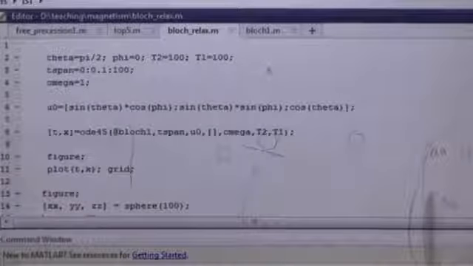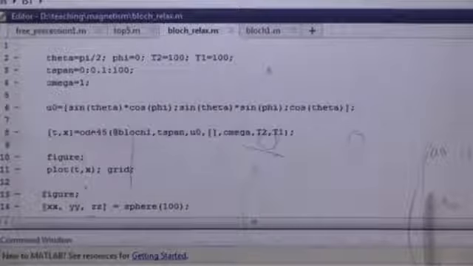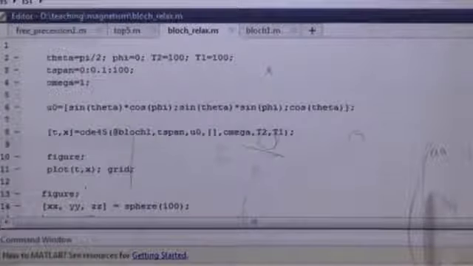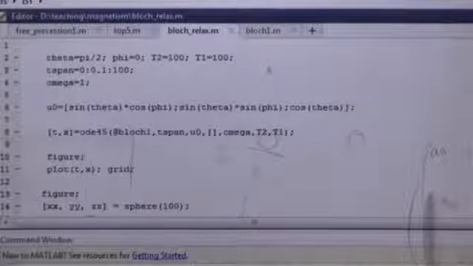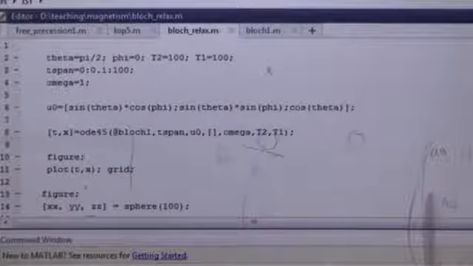So these are large time constants. By the way, I'm using dimensionless units here. And I plot the trajectory from 0 to 100 seconds, assuming my Larmor frequency is 1, which depends upon the gyromagnetic ratio of the spin. So this is my initial magnetic moment, right? In order to solve an equation, I need an initial condition. This is my initial condition.